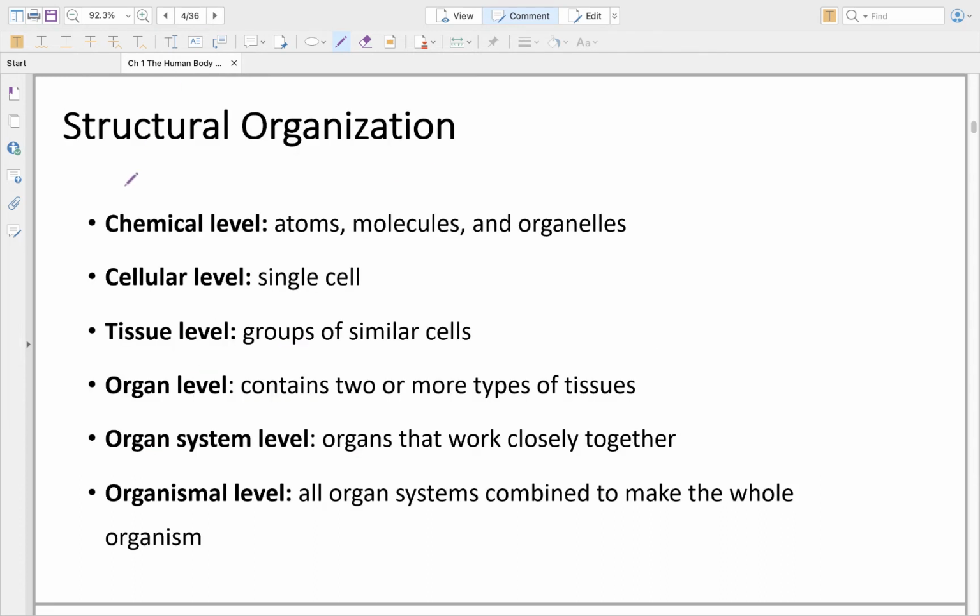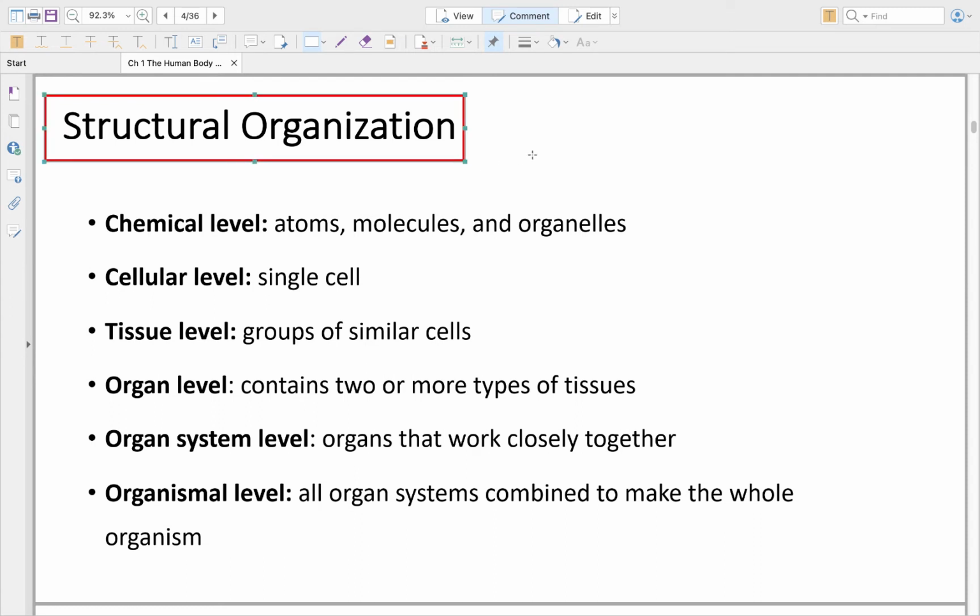Okay, so first things first, to understand any organization in regards to something like the human body, or any animal for that matter, but focusing on the human body, we have to go all the way down to the fundamental building blocks. Okay, so we're going to learn the chemical level. I'm going to teach you guys at the atomic, molecular, and organelle level. Then we'll move to the cellular level. Then we'll move to a tissue level.